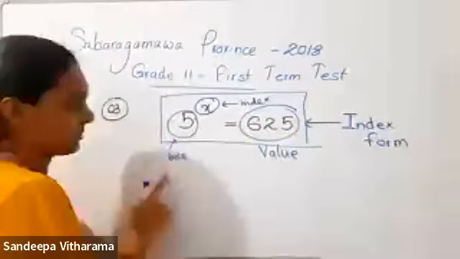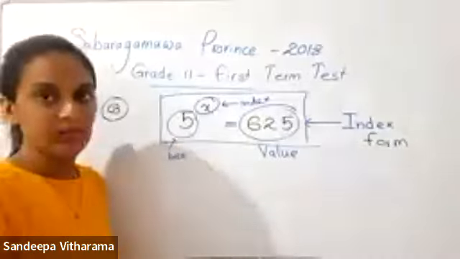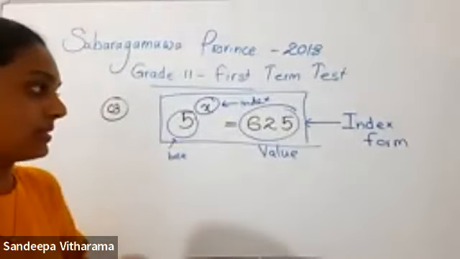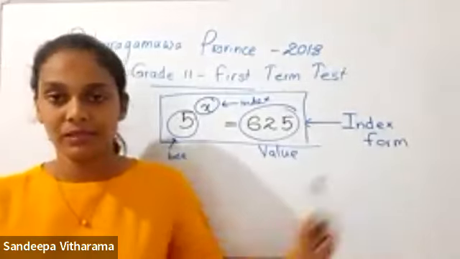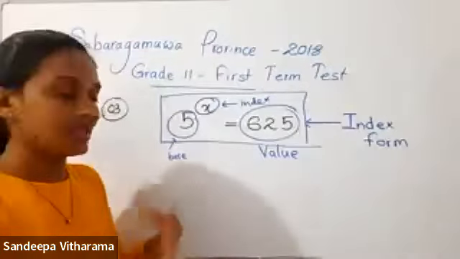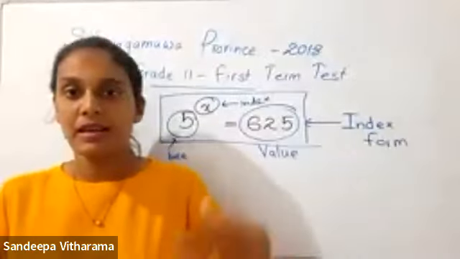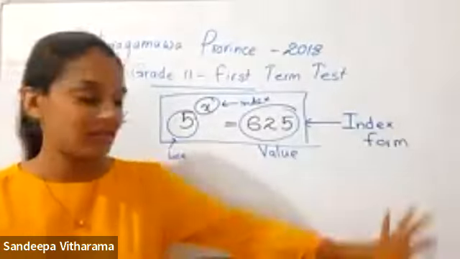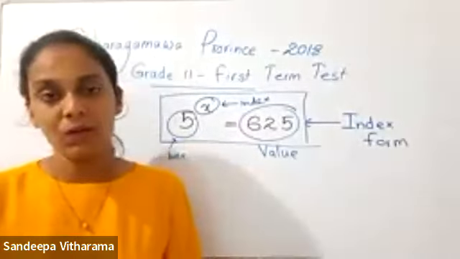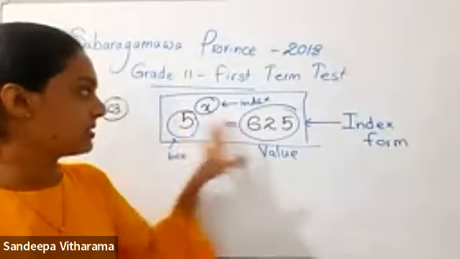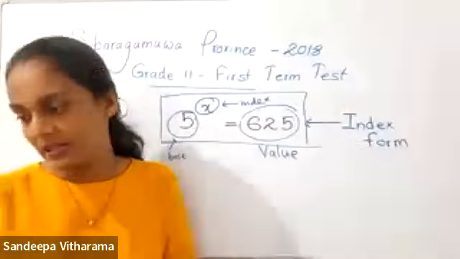So the base and index together we call a power term. Actually, the meaning of index form is writing or expressing a particular number as a power term. Okay, that's what we call the index form of a number. Now, this is the index form. We don't know what x is.